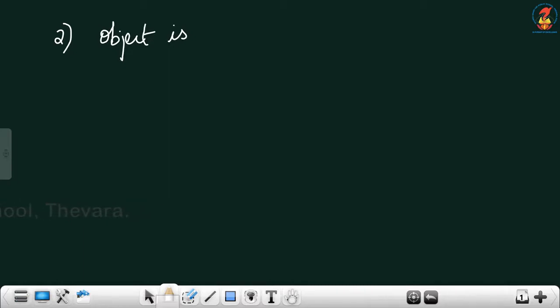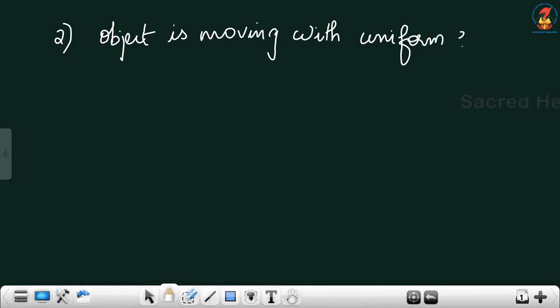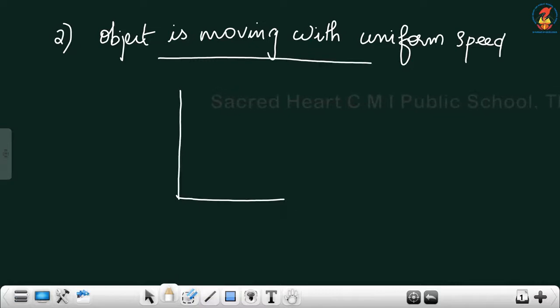Object is moving with uniform speed. Now we will draw the graph like this.